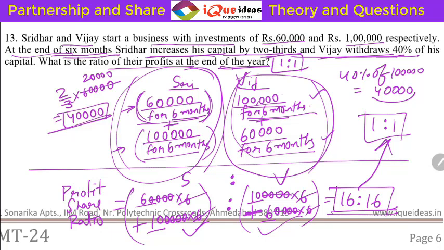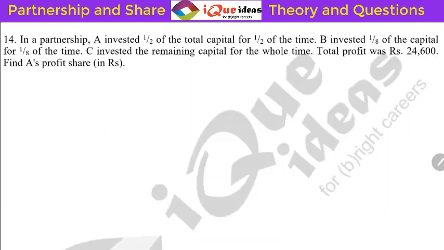Okay. Now the next one. Now the next question, 14th one, this is again a tricky one. It says in a partnership, A invested 1/2 of the total capital for 1/2 of the time. That is half of the time. B invested 1/8 of the capital for 1/8 of the time.